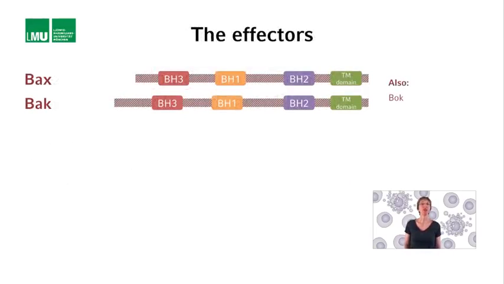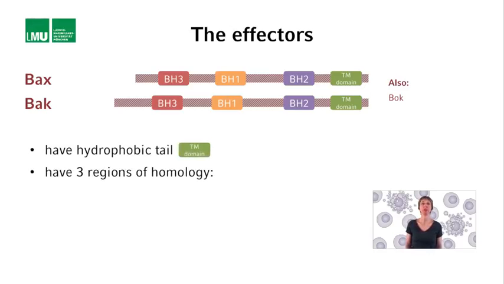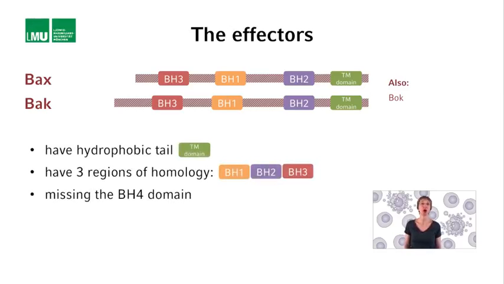Finally, there are the effectors, BAK and BAX. BAK and BAX also have a hydrophobic tail and a BH1, BH2 and BH3 domain. However, they are missing the BH4 domain.